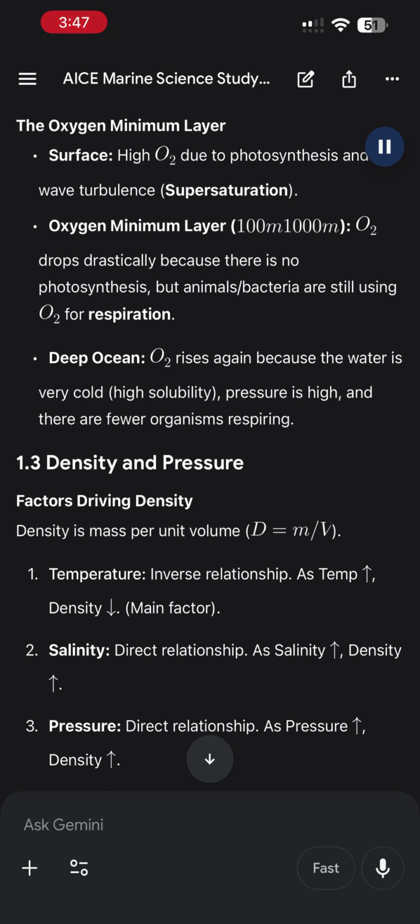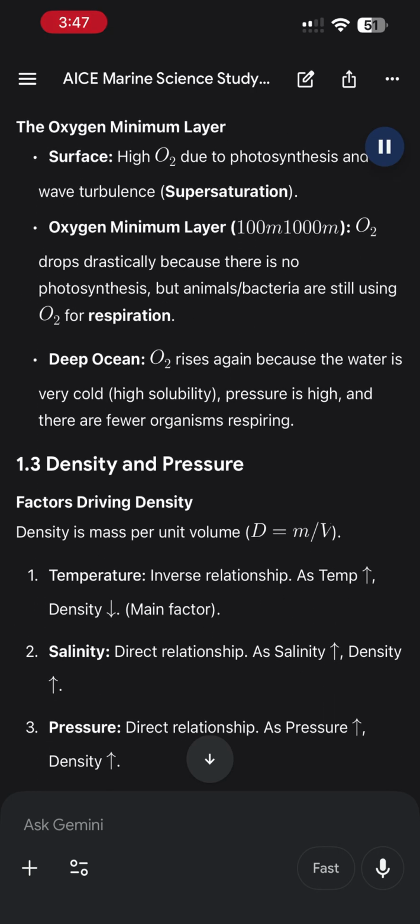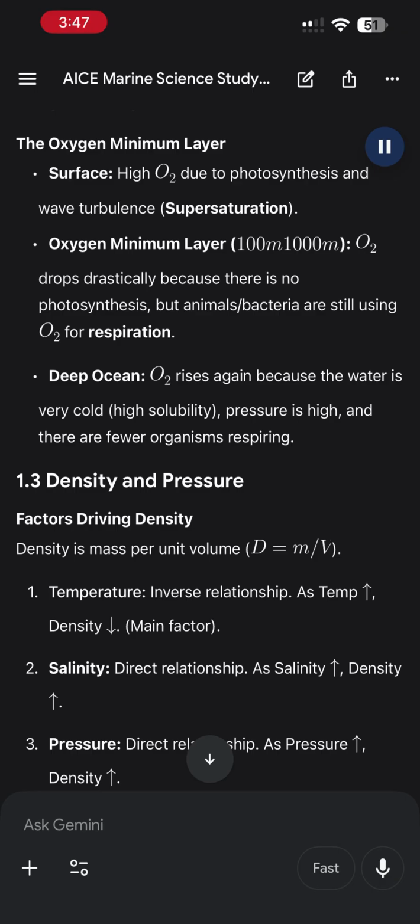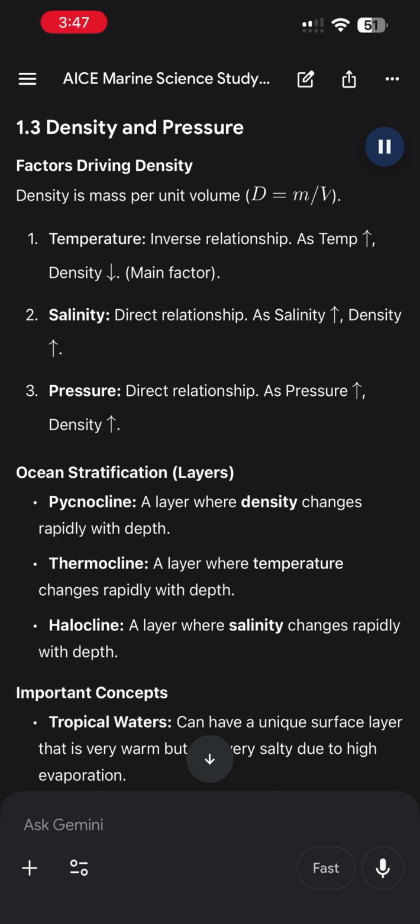The oxygen minimum layer. Surface: high O_2 due to photosynthesis and wave turbulence, supersaturation. Oxygen minimum layer, 100 meters to 1000 meters: O_2 drops drastically because there is no photosynthesis, but animals and bacteria are still using O_2 for respiration. Deep ocean: O_2 rises again because the water is very cold, giving high solubility, pressure is high, and there are fewer organisms respiring.